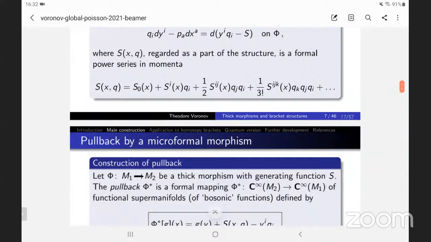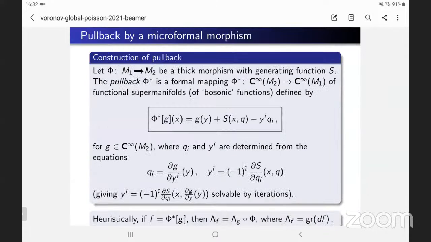Now, the most important thing, why we need them. How to define a pullback? Suppose we have a function G, which lives on M2, a function of Y. We want to produce from this function a function of X. Now look at the formula in the box. It is an explicit formula, but you may notice that on the right-hand side you have too many variables: Y's, X's, and Q's. So obviously we need to get rid of Q's and Y's to get a result dependent only on X. So we eliminate Q's and Y's from this system of equations.